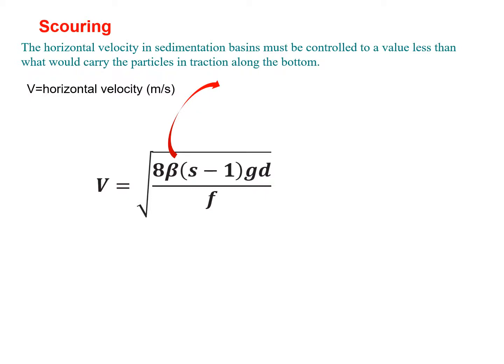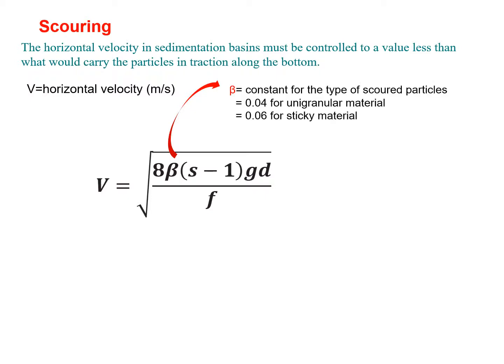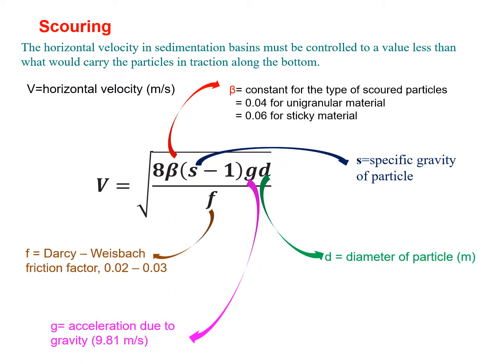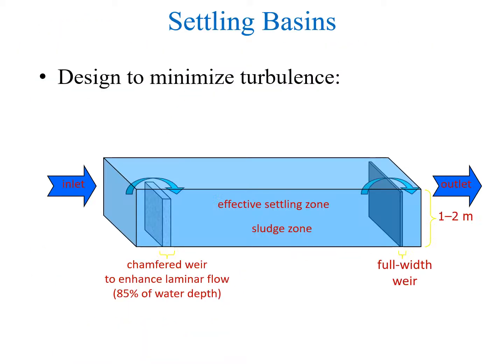The formula is V equals the square root of (8 beta (S minus 1) g d over f). Beta is a constant for the type of particles, and S is the specific gravity of the particles. g is gravity, 9.81 meters per second squared. d is the diameter of the particle, and f is the Darcy-Weisbach friction factor, 0.02 to 0.03. This is the range for the friction factor.